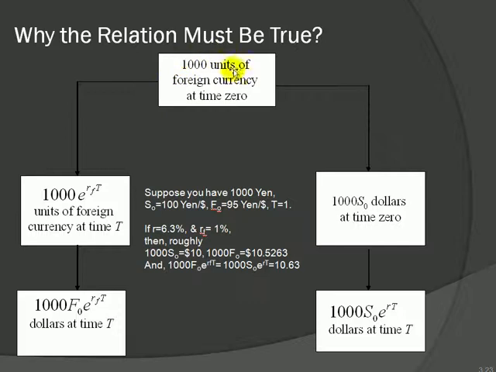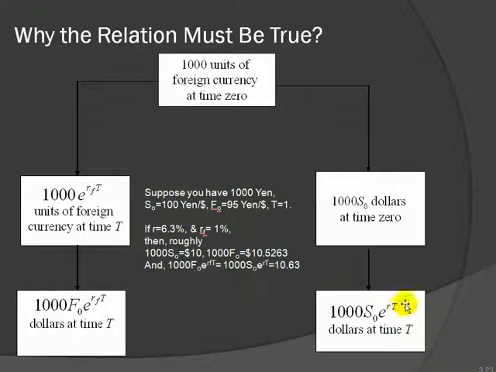The alternative might be you put this 1,000 units of foreign currency in a foreign bank. Then that's going to grow to 1,000 times e to the LFT at the end of time t. And then at the end of time t, you convert this foreign currency into domestic currency, US dollar. Then you have to multiply by f0 here. These two have to be equal to each other, otherwise there is an arbitrage opportunity.